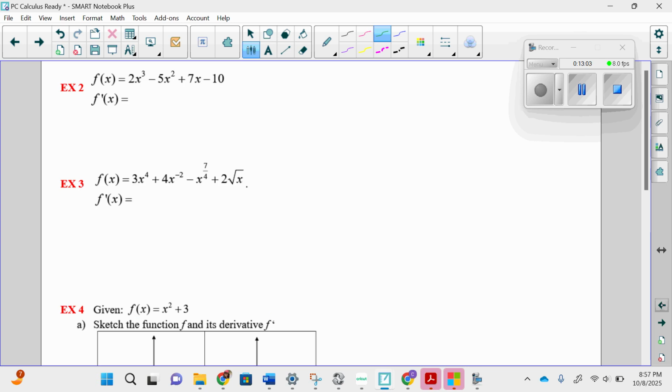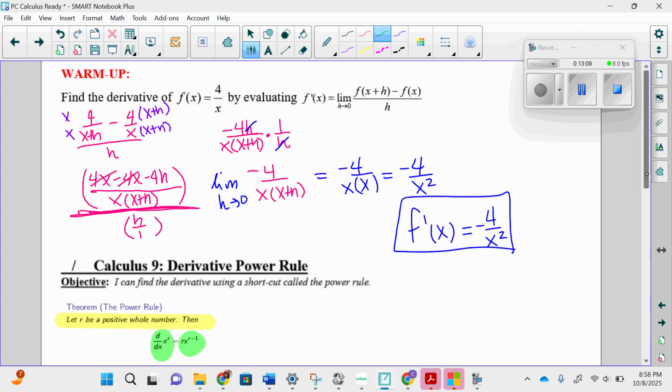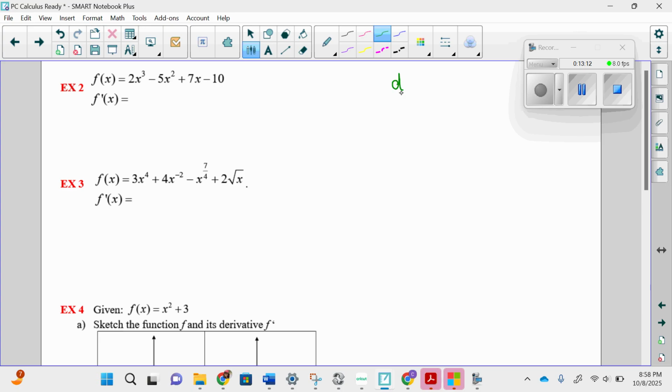All right, so let's practice the power rule. The derivative of x to the power of r is r times x to the power of r minus 1. So 2x to the third is 2 times 3. Drop that 3 down, x to the power of now 3 minus 1. And then we have negative 5x squared. Drop the 2 down, x to the power of 2 minus 1.